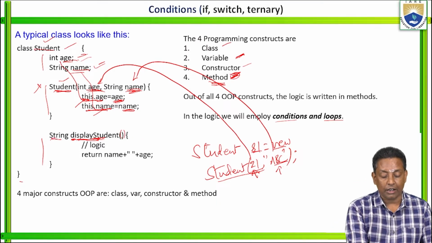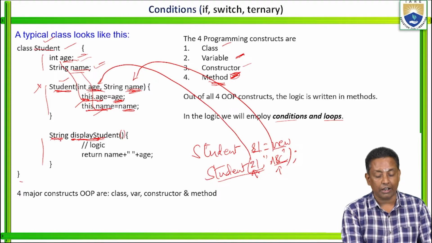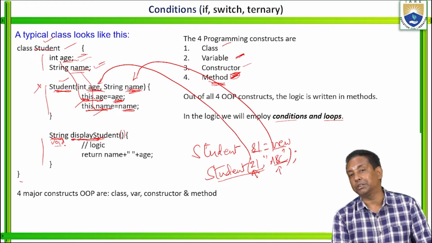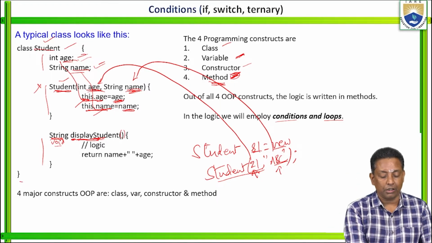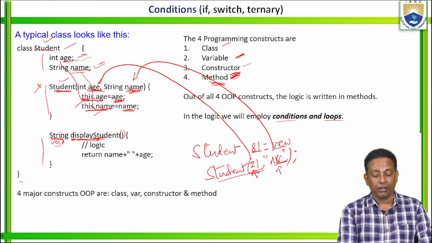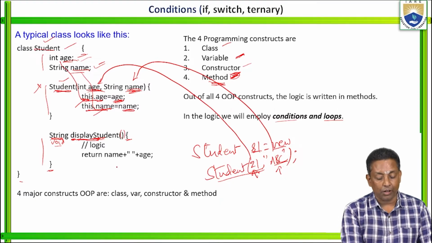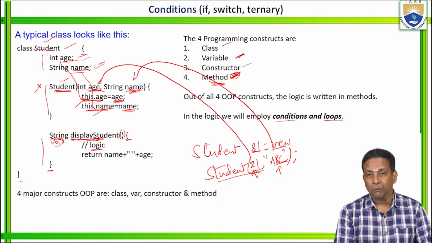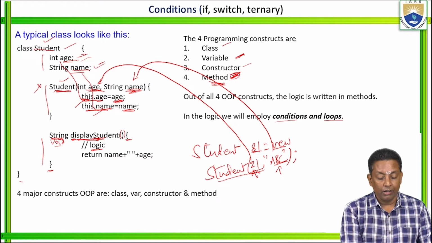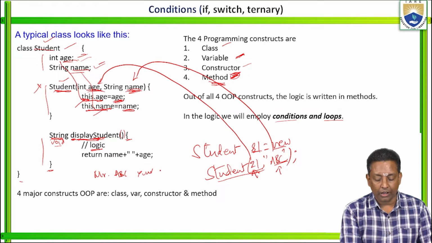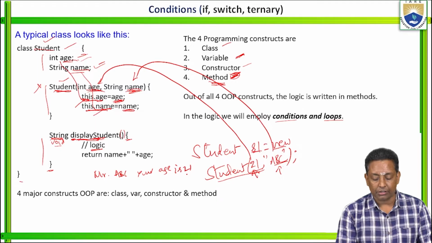And this method's return type is String. Methods must always contain a return type. If the method is not returning anything, at least the return type word must be mentioned. But here for the displayStudent method, I am writing the return type as String. And the method body is always enclosed in curly braces. Inside curly braces, you write logic here. So what kind of logic can we implement here? For example, name came ABC. So we want to print the output as Mr. ABC, and the next, your age is 21 years.